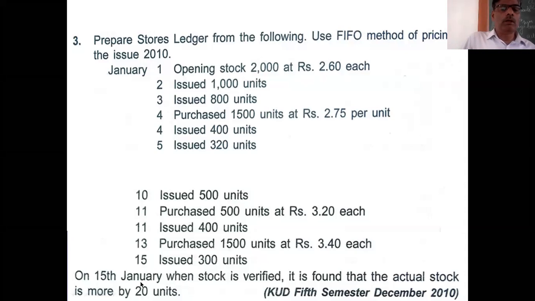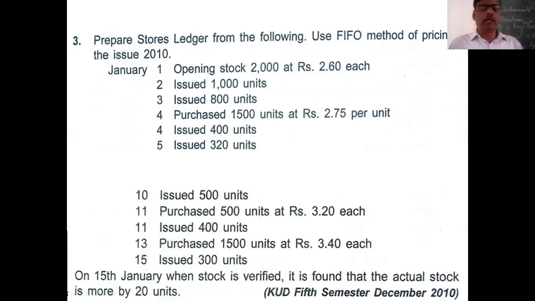Then on 15 January, when stock is verified, it was found that actual stock is more by 20 units. This is the point you remember. 20 units are more in the godown. Okay. If there is more, that is surplus. Surplus means receipt.